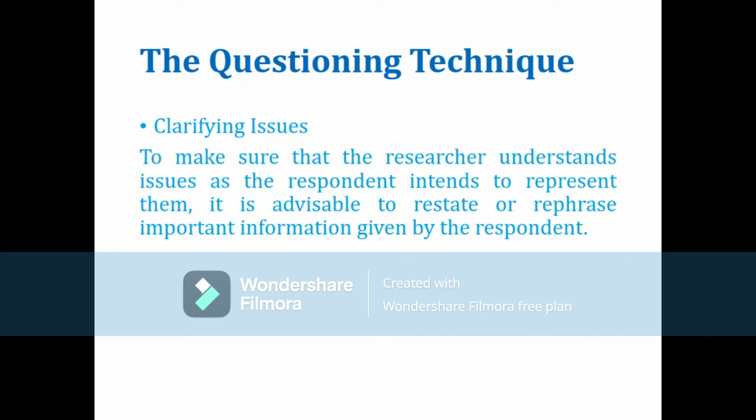Second technique of questioning in interviews is clarifying the issues, to make sure that the researcher understands the issues as the respondent intends to represent them. It is advisable to restate or rephrase important information given by the respondent, and it is very helpful. For example: "There is an unfair promotion policy in this organization. Seniority does not count at all. It is the juniors who always get promoted." The researcher might interject, "So you are saying that juniors always get promoted over the heads of even capable seniors?"